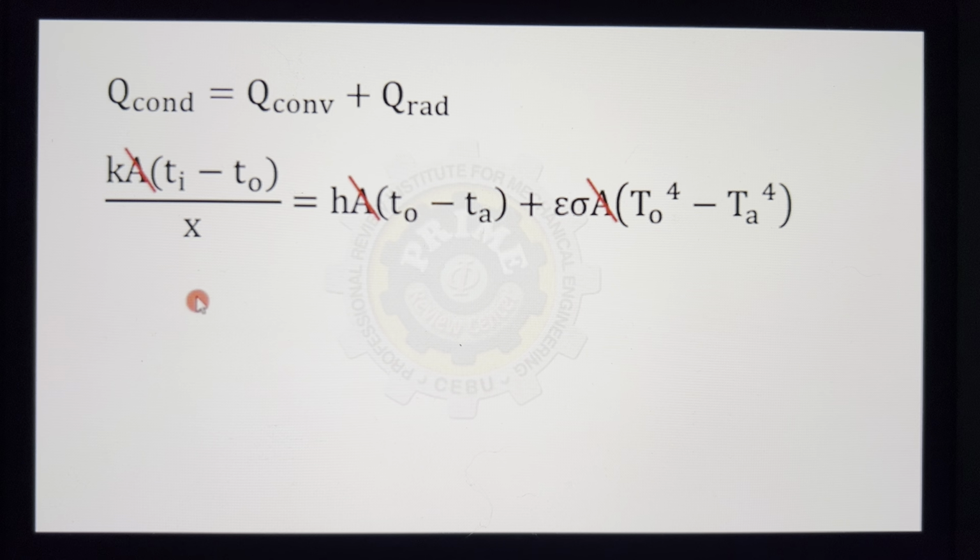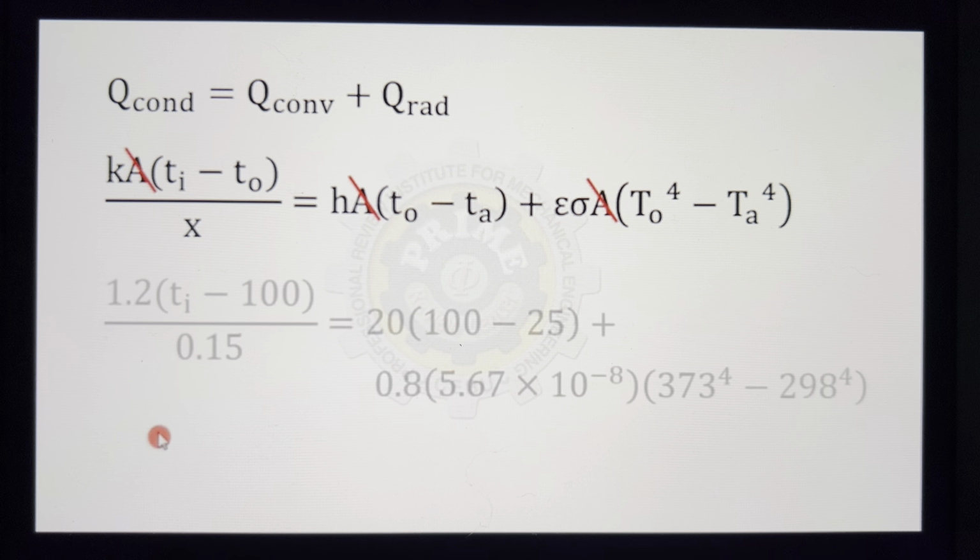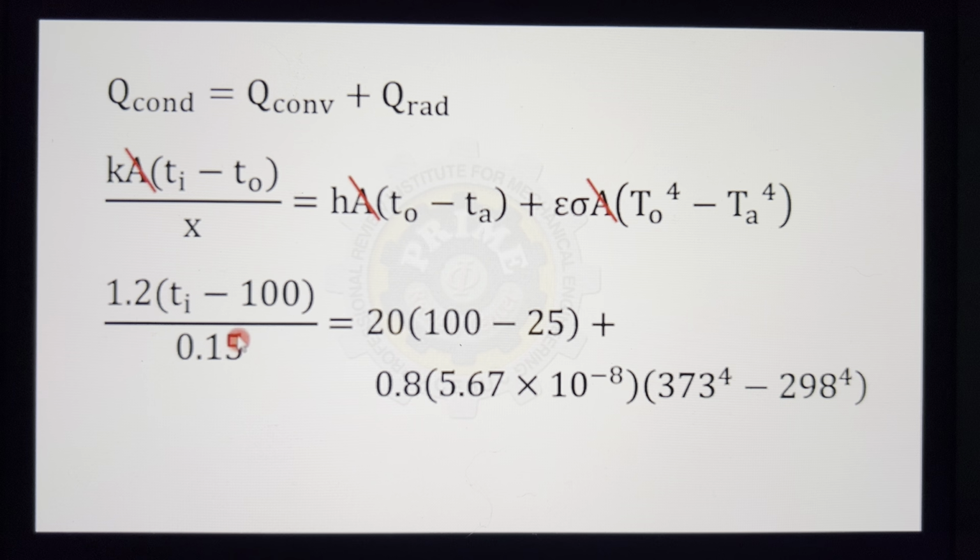Okay, so plug in natin yung given, yung thermal conductivity, that is 1.2 watts per meter Kelvin. Then times the quantity, so yung inner temperature ng wall ang hinahanap natin, minus the outer temperature ng wall, which is equal to 100 degrees Celsius. Then divided by 0.15. So this is the wall thickness, 0.15 meters. Then equal to, yung film coefficient is 20 watts per meter squared Kelvin. Then yung outside temperature ng wall is 100 Celsius. Yung ambient temperature naman, that is 25 Celsius.